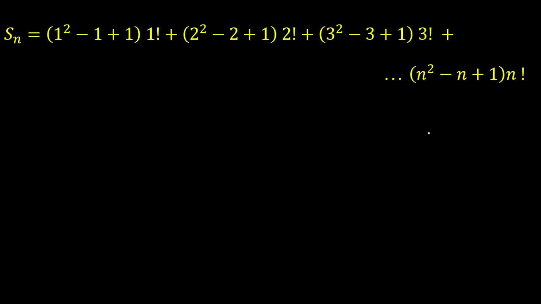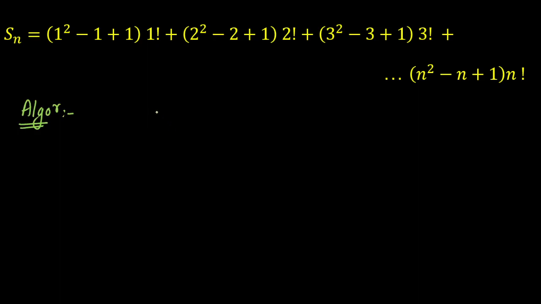So let's start with the question. The series is given as 1 square minus 1 plus 1 into 1 factorial, 2 square minus 2 plus 1 into 2 factorial, and it goes on up to the nth term. As I told you, n square minus n plus 1 into n factorial. Now, I'll give you a general algorithm to solve this kind of question which are based on telescopic series.